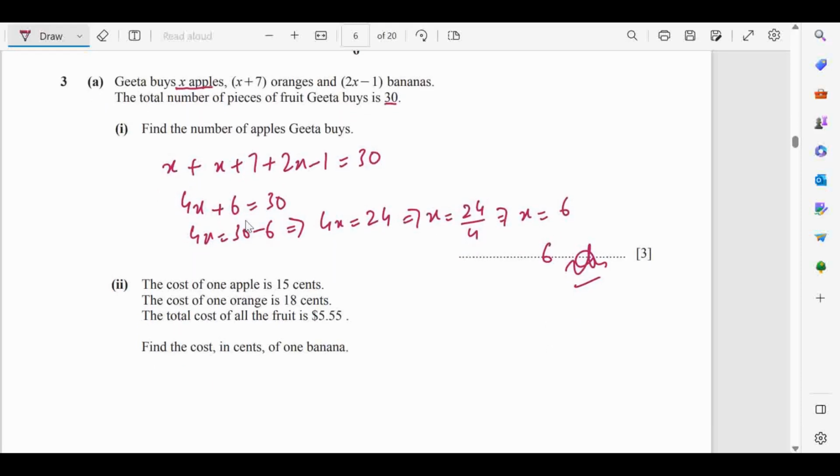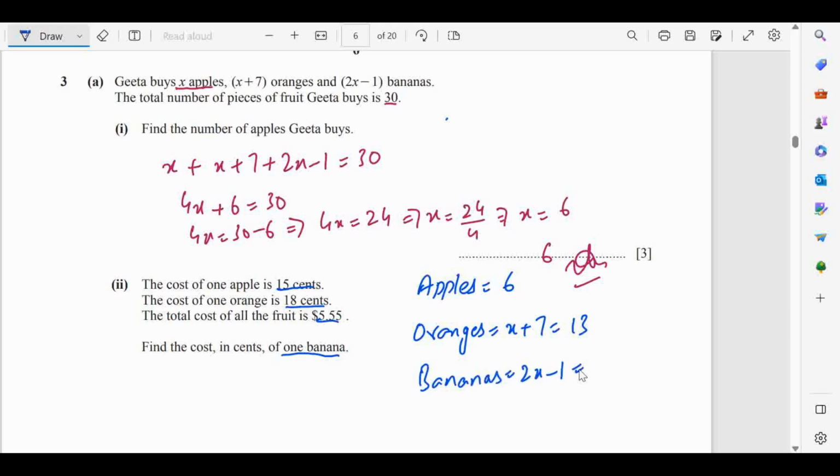Let's move to the second one. The cost of one apple is 15 cent. The cost of one orange is 18 cent. The total cost of all the fruits is 5.55. Find the cost in cents of bananas. First of all, let's find the number of apples. We have 6 apples. For oranges, this will be x plus 7, which means 13. For bananas, this will be 2x minus 1, let's put 6 over here, so this must be 11.